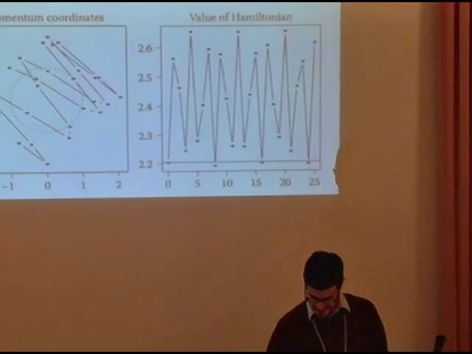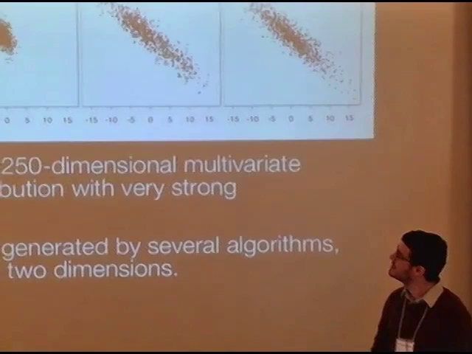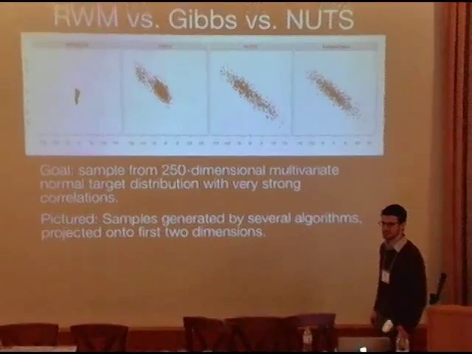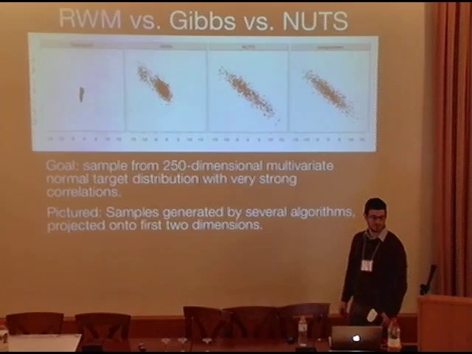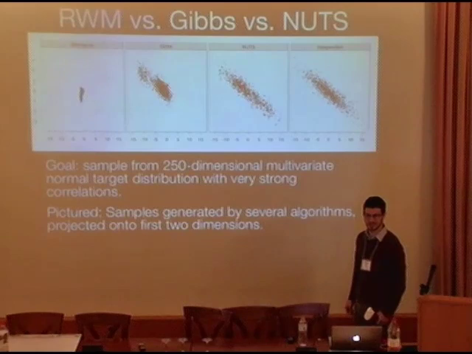Just to further motivate HMC and anecdotally convince you that this is a much more efficient way to sample, often, than more popular methods such as random walk Metropolis, RWM, or Gibbs sampling, here we're trying to sample from a 250-dimensional normal, which, if you had a 250-dimensional posterior with strong correlations, maybe it might look something like this.